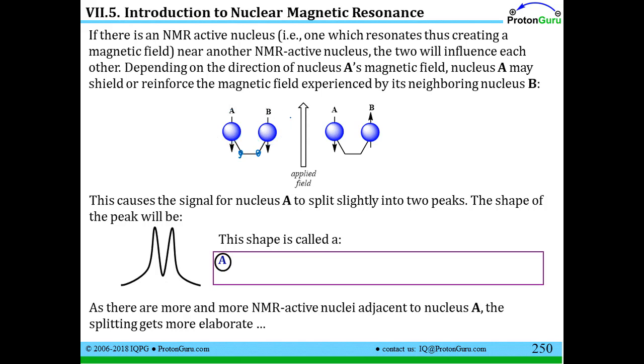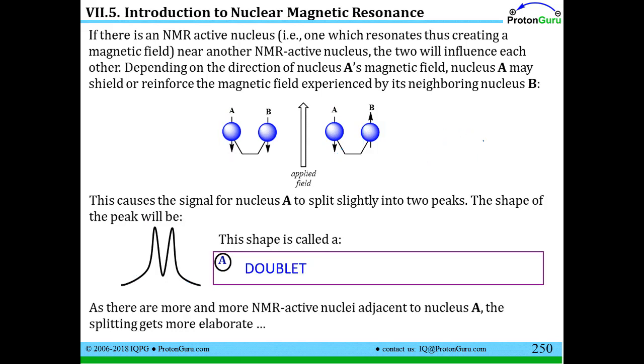And let's say we're talking about nucleus A. So nucleus A is going to stay the same in both cases. Well, you have a 50% chance that the nucleus right beside it will happen to be pointed down, and a 50% chance that the H beside it or nearby it will be aligned up with the applied magnetic field. That creates two different energy states for this nucleus A. So instead of having one signal like we saw in our previous spectra, that same signal is split into two peaks that are very close to one another. This is a particular peak shape called a doublet.